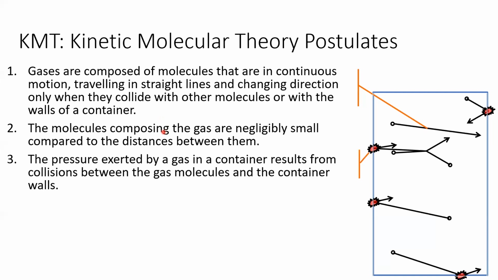The pressure exerted by a gas in a container results from the particles colliding into the container. So we've got this particle here. It's moving along here. It collides into the container. It exerts a force per unit area, and then it bounces off that container. Or this particle here collides up against the container. It exerts a force per unit area, and then it bounces off the container.